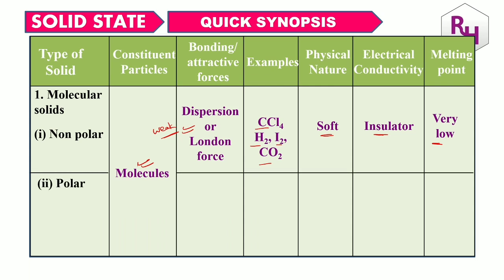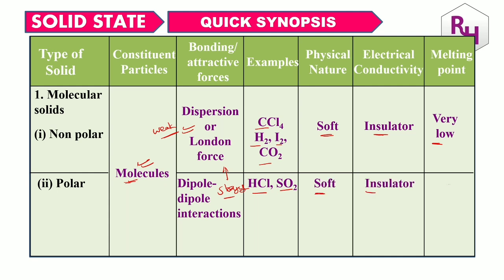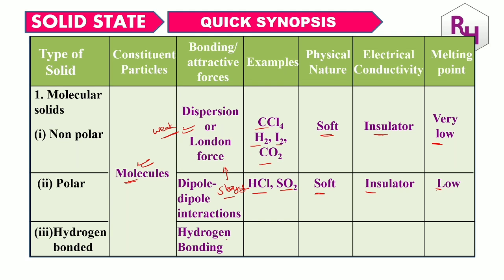Then the second one, polar molecular solid. Molecules are the only constituent particles, and the dipole force is stronger than the above. Compared to this it is stronger, remember. Examples you can see: HCl, SO2, etc. This is also soft and an insulator, and the melting point is low. Compared to the previous it is somewhat more, hence very low and low. Hydrogen bonded: hydrogen bonding is the main important force, and it is stronger than either of these two. So H2O, in which hydrogen bonding is present, is hard in physical nature compared to these two, it is an insulator, and the melting point is low.